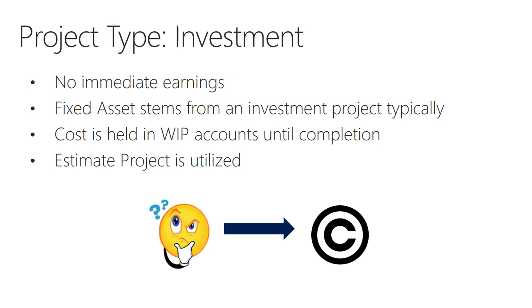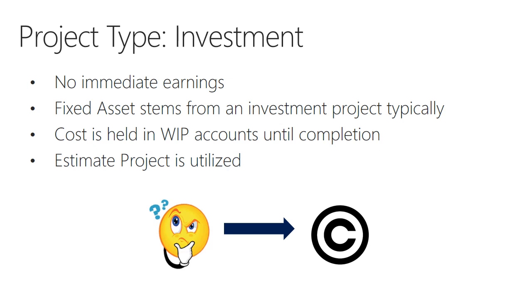So the main thing to note is if you do decide to initially post your transactions to the P&L, this estimate feature that is required to be used with investment projects forces you to push all your costs to WIP accounts until the project is completed, and then once it's completed, you run this elimination process, which takes all the costs out of WIP accounts, and then it basically acquires a fixed asset based upon those costs.